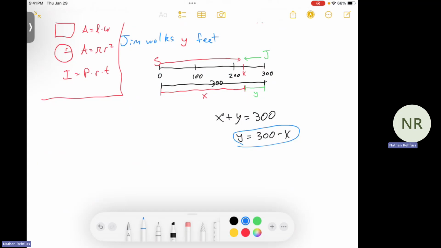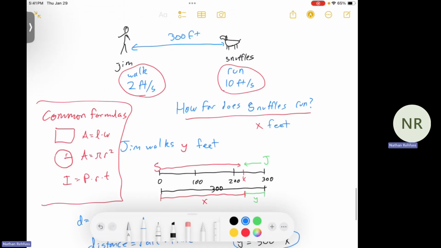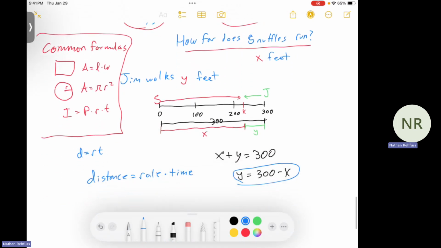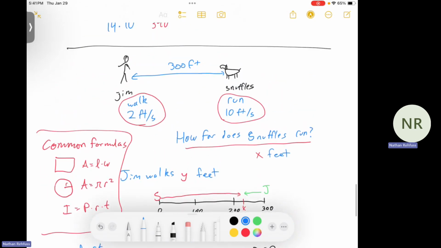I'll give you the formula. The physics formula we need is distance equals rate times time. Distance is rate times time, often abbreviated d equals rt. If you got this problem in a physics class, you would see this story problem in the chapter where the textbook lists d is rt somewhere in that chapter. So let's think about Snuffles and Jim's journeys in the context of distance is rate times time.